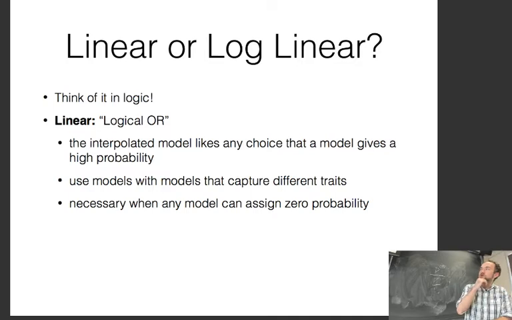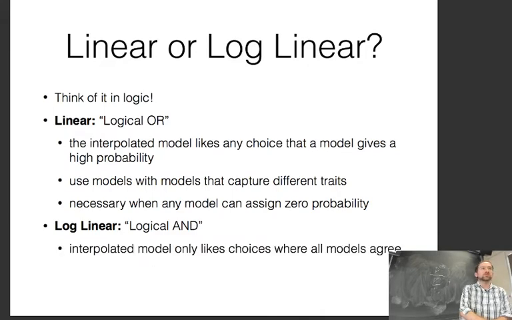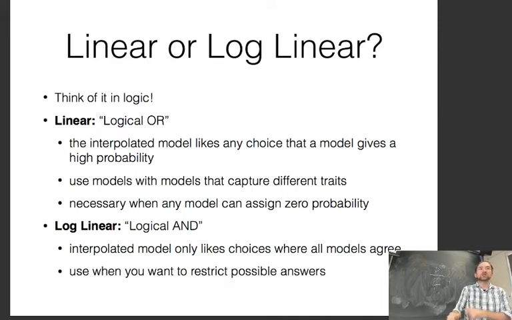And then in contrast, the log linear model is like a logical AND. So basically this is saying the interpolated model likes choices where all of the models agree. So if all of the models say this is pretty good, you'll get a good score for that choice. And you want to use this when you want to restrict possible answers. So you don't want any answers where any of the models thinks that's a really bad idea. So that's the difference between these two, and you can choose which one to use according to this.